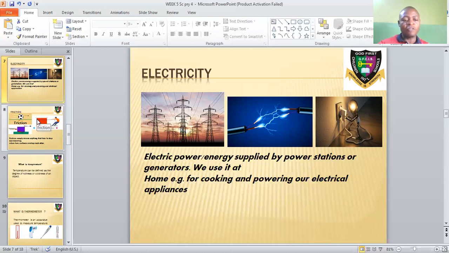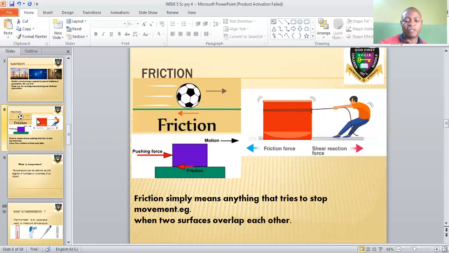Then we also look at friction. What is friction? Friction simply means anything that tries to stop movement. Whatever tries to stop movement is known as friction.